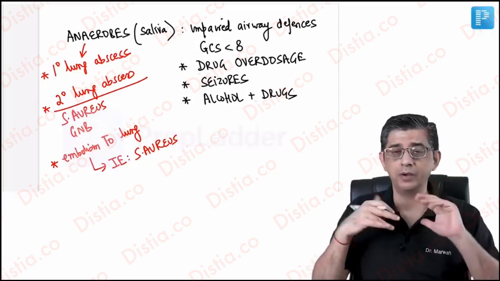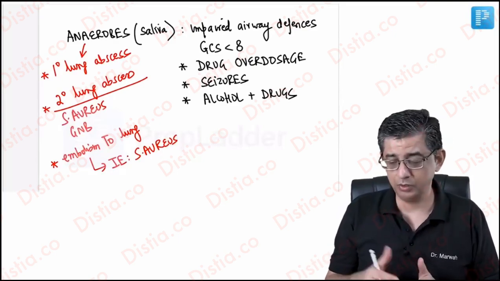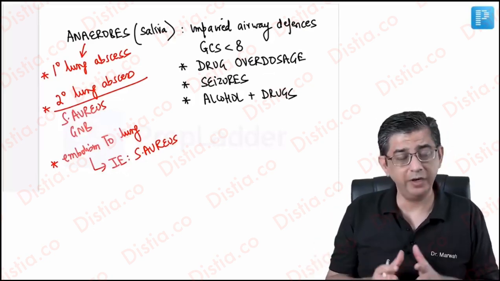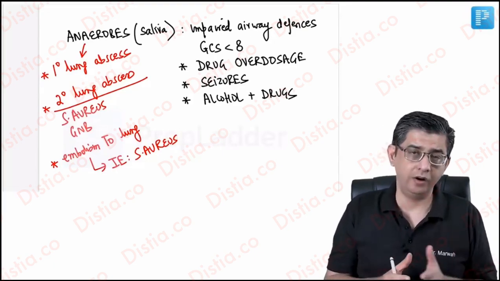Primary lung abscess means microaspiration of saliva. Gingivitis is severely present in the patient. The treatment was delayed, the diagnosis was not made, the patient came late, whatever be the scenario, it will cause a primary lung abscess. Secondary, as the name suggests, comes from an alternative source.